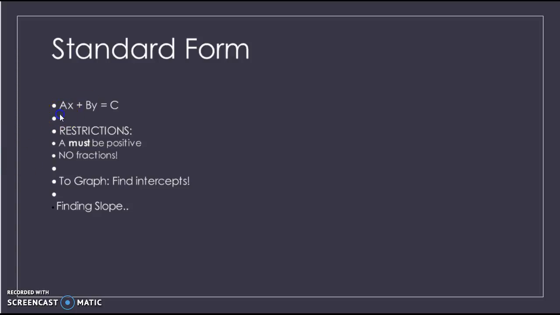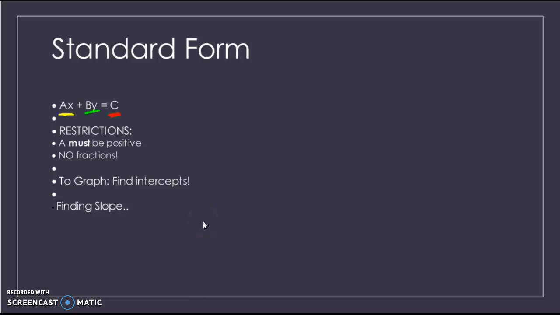A is always in front of the x, and b is always in front of the y. Then c is over there by itself, the constant on the other side. All standard form is you put x and y on the same side, x first, then y, and you set it equal to the constant. But there are two restrictions. A has to be positive. It doesn't matter if B and C are, but A must be positive, and there can't be any fractions. A, B, and C all have to be whole numbers.